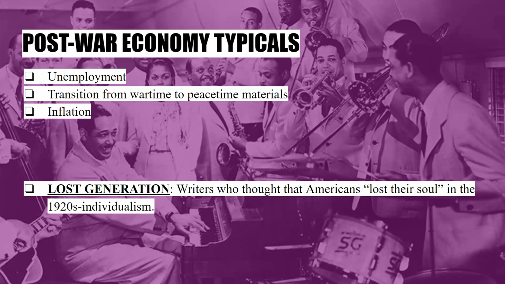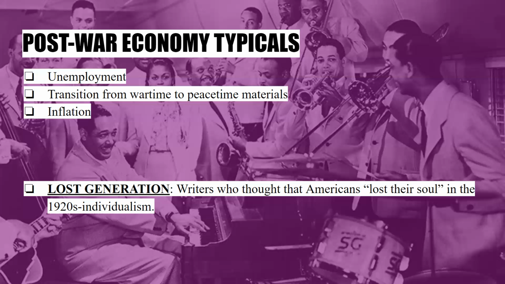So before the 1920s, obviously the US was in World War I, and these are some post-war economy typicals, because often the 1920s and 50s are compared, and some things are similar between those. There can be unemployment, and you have to have a transition from wartime to peacetime materials. Remember, they were focusing on wartime materials, but then they had to change it to peacetime. The usuals, and there was inflation too.